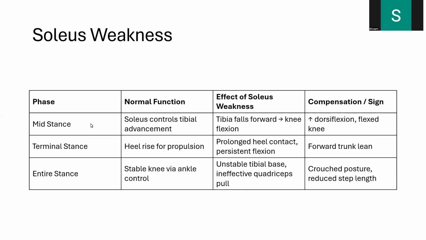The outcome is that the entire limb advances as a unit instead of the femur advancing over a stable tibia. In the entire stance phase, the normal function is to keep the knee in a stable position. When there is soleus weakness, there is ineffective pull of the quadriceps, and because of this it creates a crouch posture, which causes reduced step length.